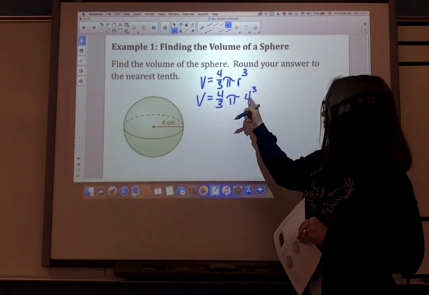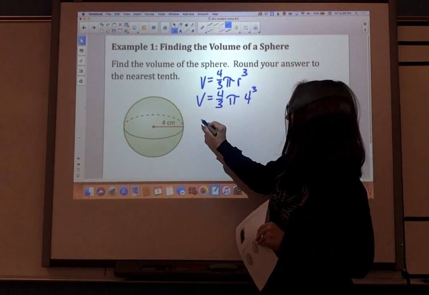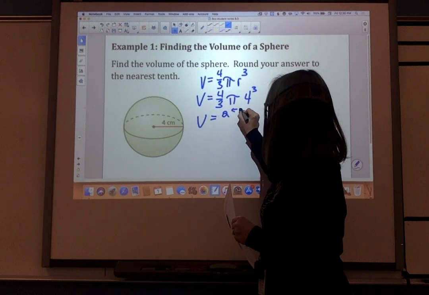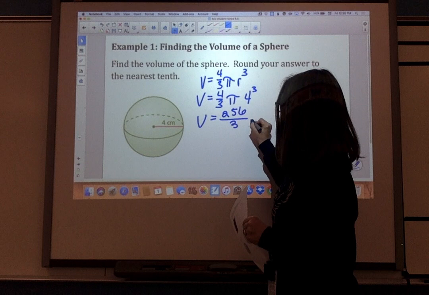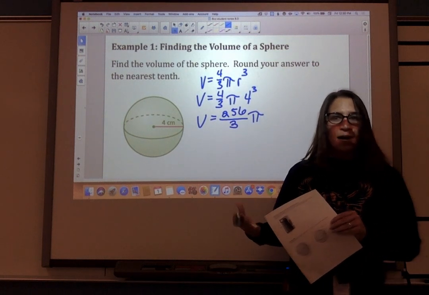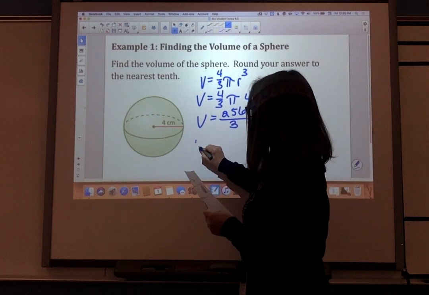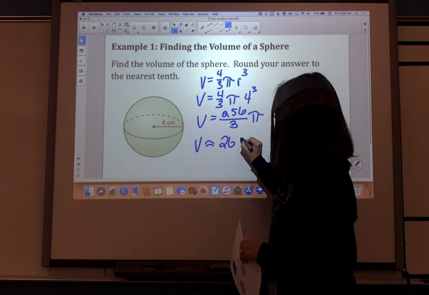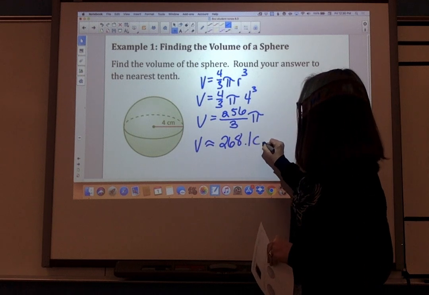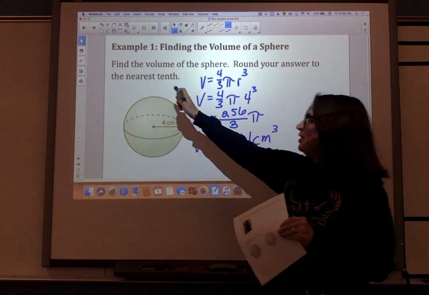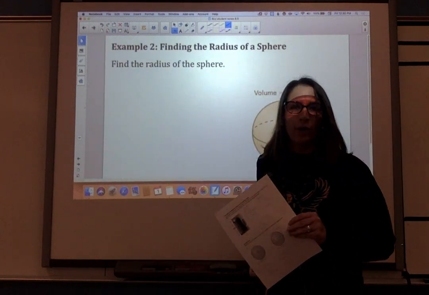All right, so we can simplify this on the calculator. Our volume is 256 over 3 times pi. Use the pi button on your calculator to simplify that further, and we'll have that our volume is approximately 268.1 cubic centimeters.